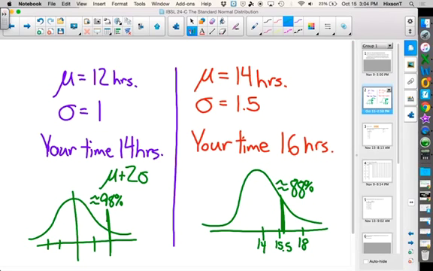So in this case, we're at the mean plus 1 1/3 standard deviations. Here we were at the mean plus 2 standard deviations, so we were doing a lot better this time.